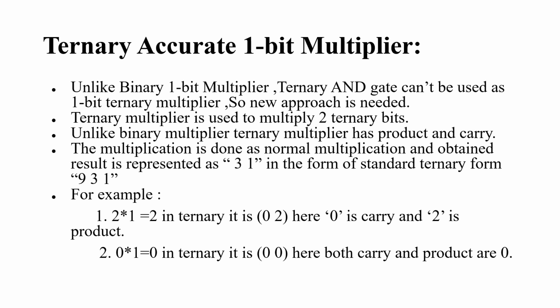maximum output that can be obtained through the multiplication in the ternary is 2 cross 2 is 4. If the 4 is represented in ternary representation, it can be represented as 1 and 1. So we have to use both carry and product for the ternary accurate 1-bit multiplier.